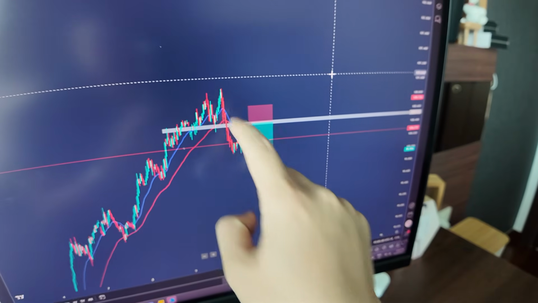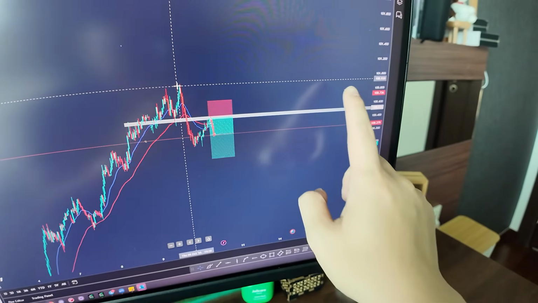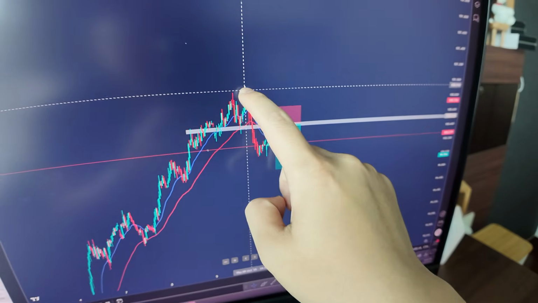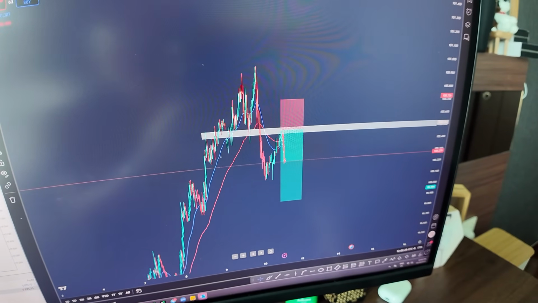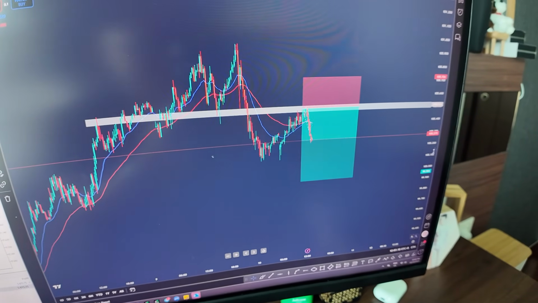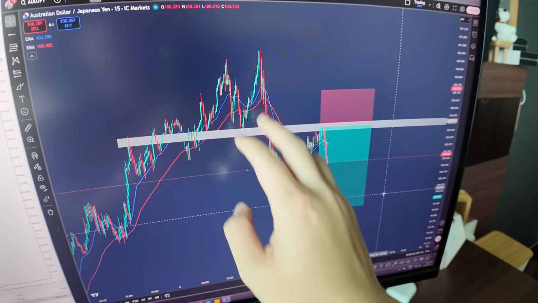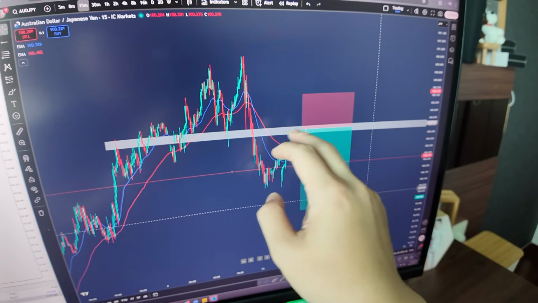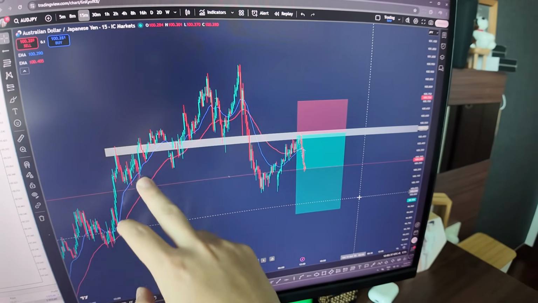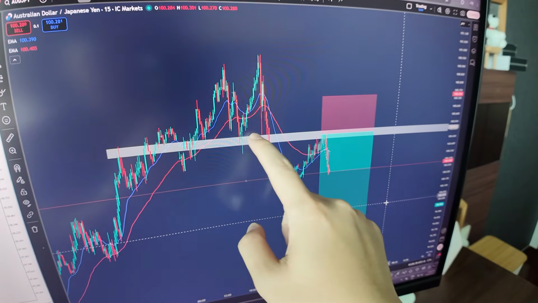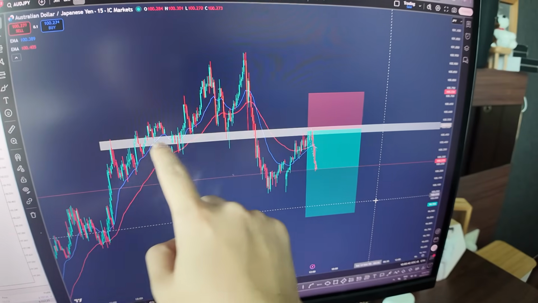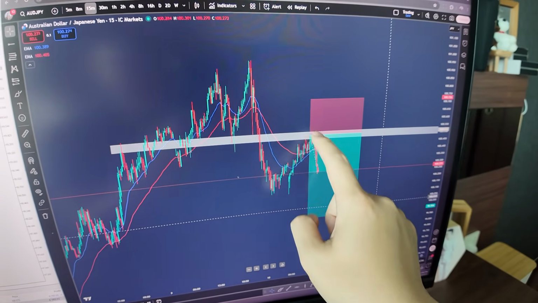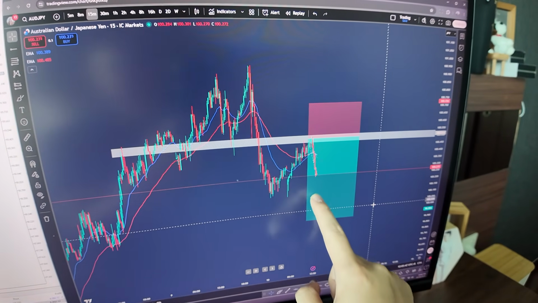So we have price peaked at 100.93 level, dropped, forming a right side of the V confirmation. So right side of the V simply means we have a shift in structure and we have price breaking below some important level. The only level we have here on Aussie Yen is 100.51. So as price is below this 100.51, it is giving us opportunity to look for some short-term sell.